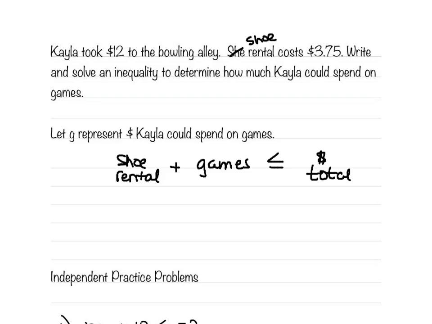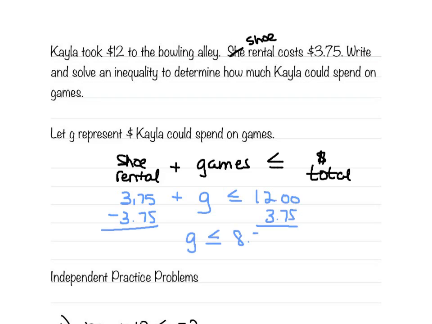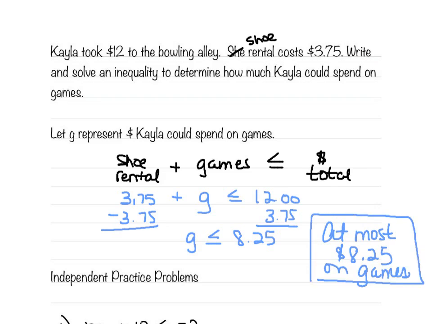All right, so let's go ahead and substitute. Shoe rental is $3.75 plus the amount of money she's going to use to play games, that's G, must be less than or equal to the total that she has, which is $12. So let's subtract $3.75 from both sides of my inequality. And G is less than or equal to $8.25. So she can spend less than or equal to $8.25. And one of the ways that you can write this is that she can spend at most $8.25 on games. That would be a proper answer.